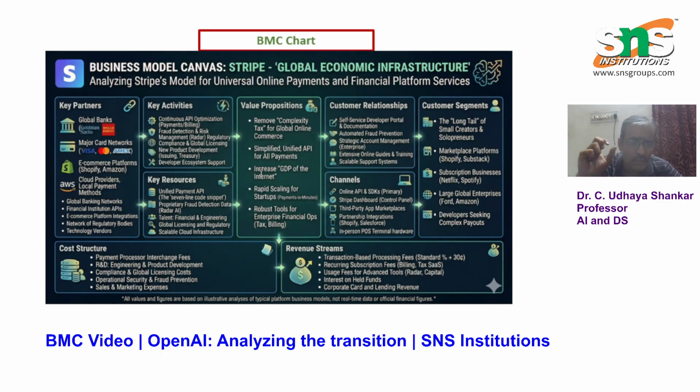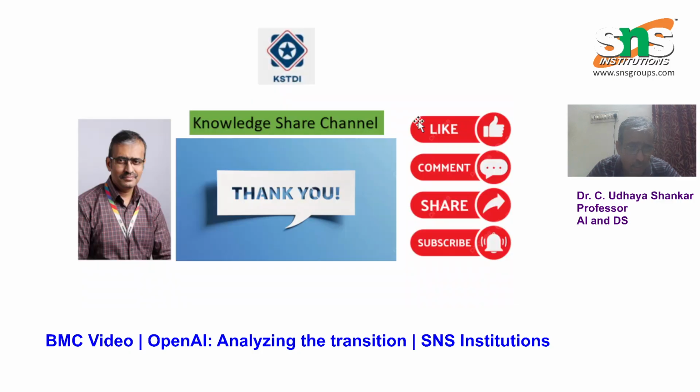The final thing is the cost structure, that is the interchange fees, what they pay to the banks and Visa and Mastercard, and similarly R&D, which is a massive investment in engineering talent and compliance with AML and KYC costs. So I think I've given you a basic idea of this BMC chart which has been followed in Stripe, and I hope through this session you came to know the BMC concept, as well as how these multinational companies are using the BMC concept to achieve their goals.